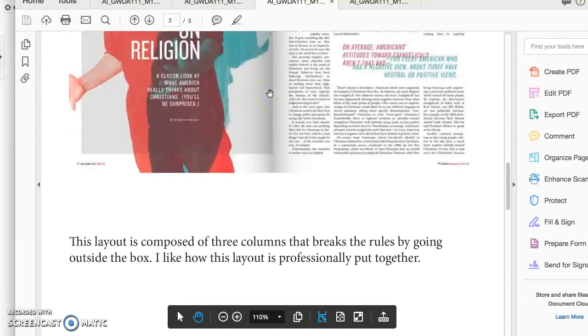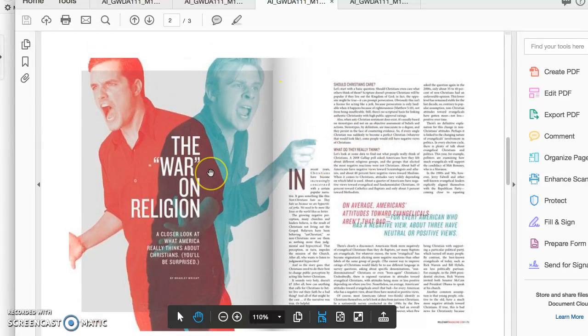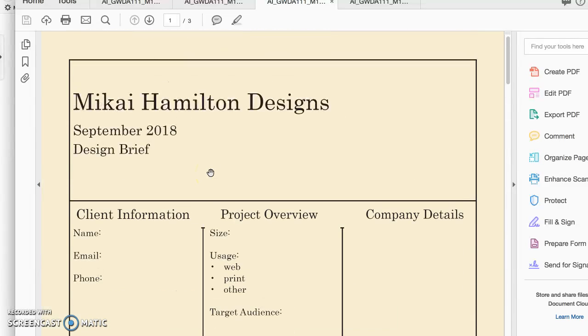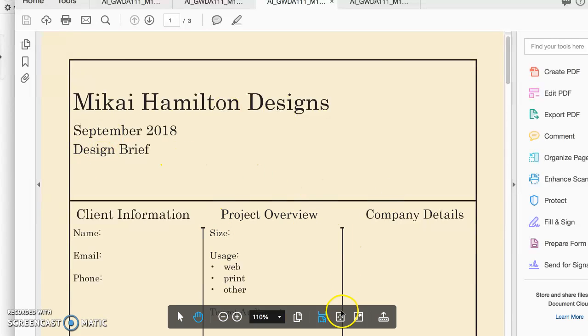Anyway, these are beautiful examples. I love the design on both of these pages. But again, you guys both need to fill out the questions, okay?